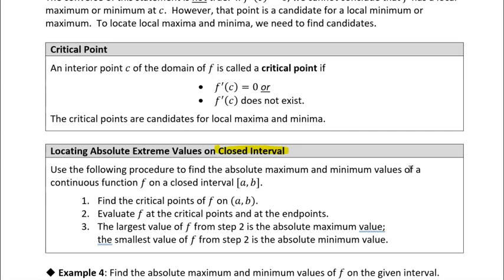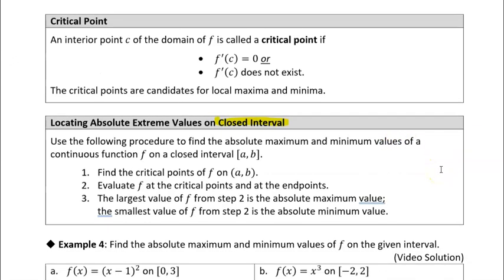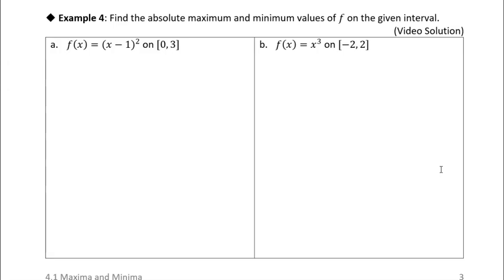And then all we need to do is compare the values, right? The values of the function from step 2, and identify which value is the biggest and which value is the smallest, right? And then those will be our absolute maximum and absolute minimum values. All right, so let's try out this process.